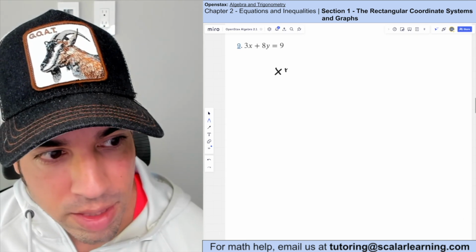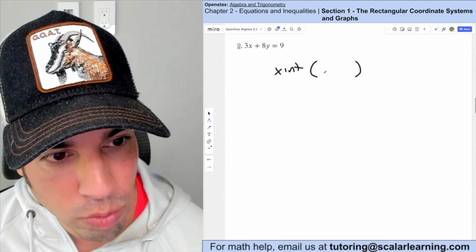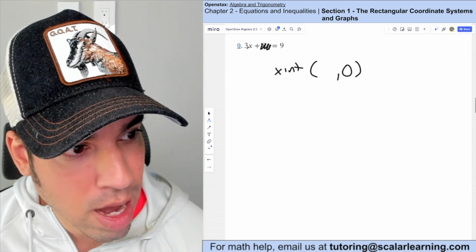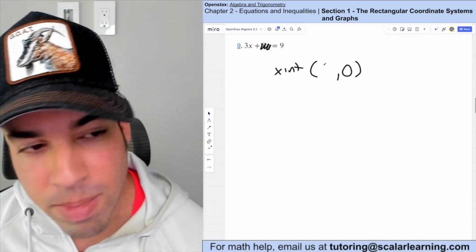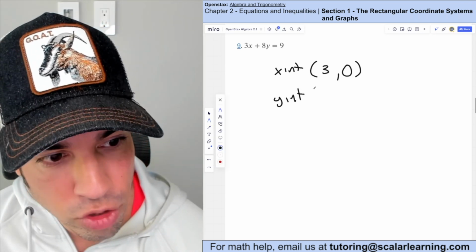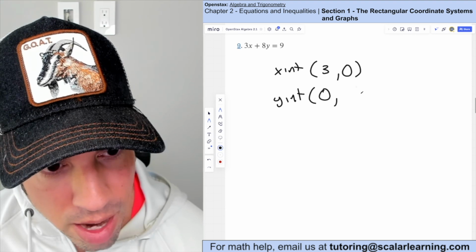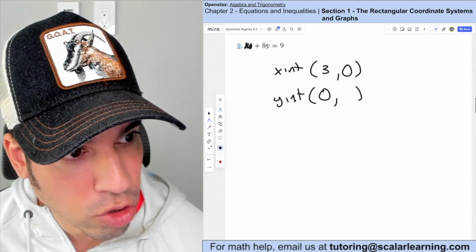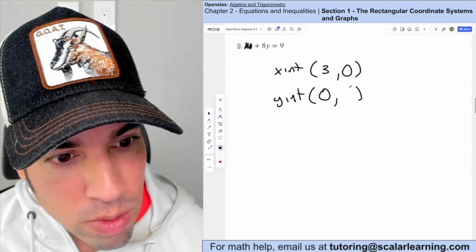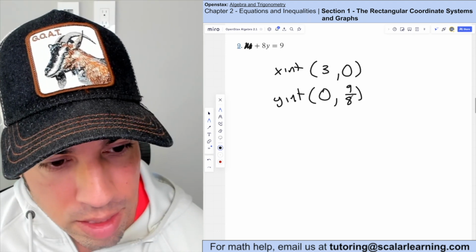So once again, to find the x-intercept, I'm going to plug in 0 for y. So if I zero this whole thing out and divide both sides by 3, my x-intercept would be (3, 0). To find the y-intercept, now I'm going to plug 0 in for x, which would zero out this term. Then I divide both sides by 8, and my y-intercept would be (0, 9/8).